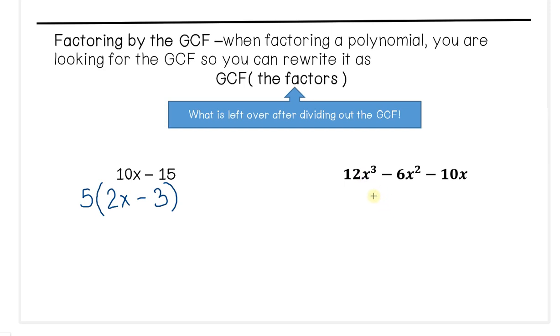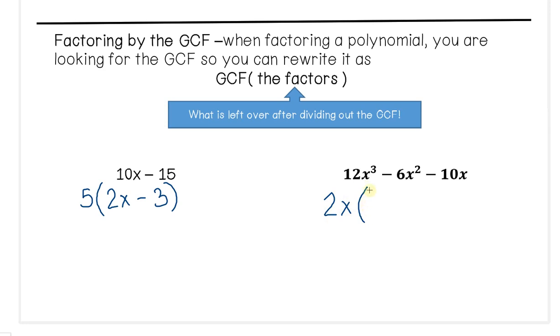Okay, let's look at the next one. So now we have 3 terms. So let's start off with our coefficients, 12, 6, and 10. The largest number to divide into 12, 6, and 10 is 2. Now let's look at our x's. We have x to the third, x squared, and x. We want the smallest one. So we just want x to be out of our parentheses with our GCF. So our greatest common factor is 2x.